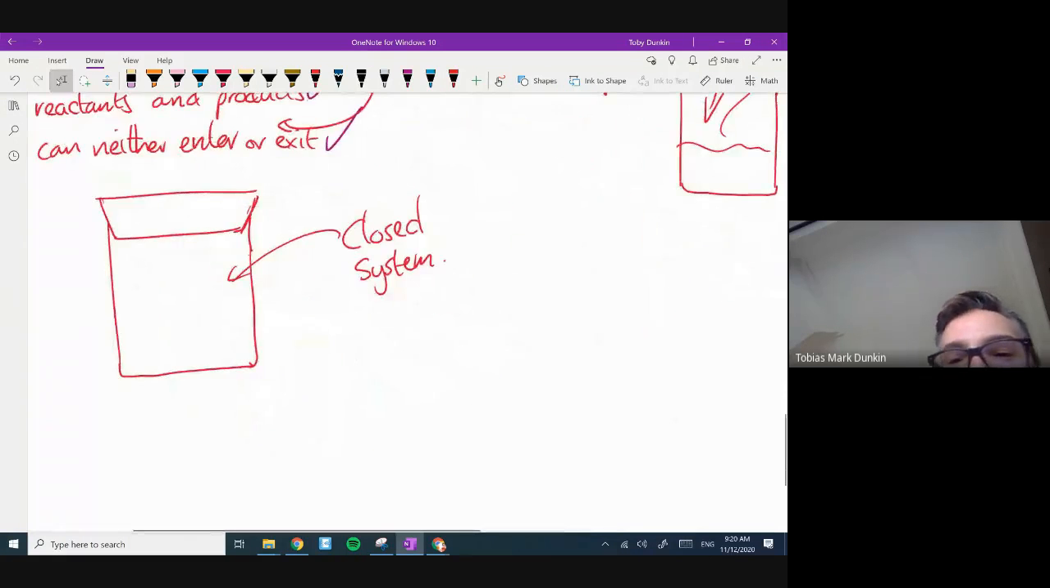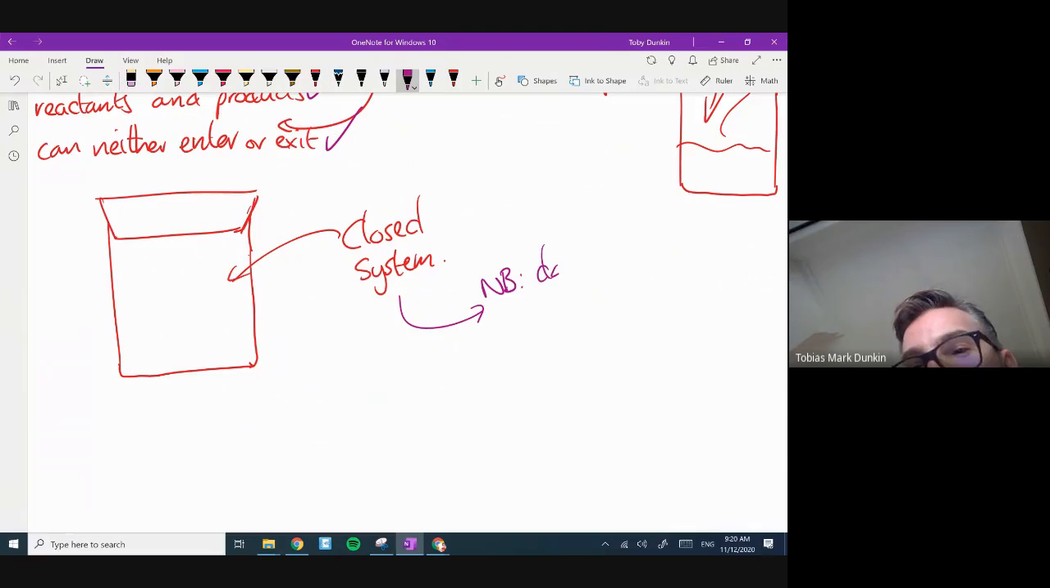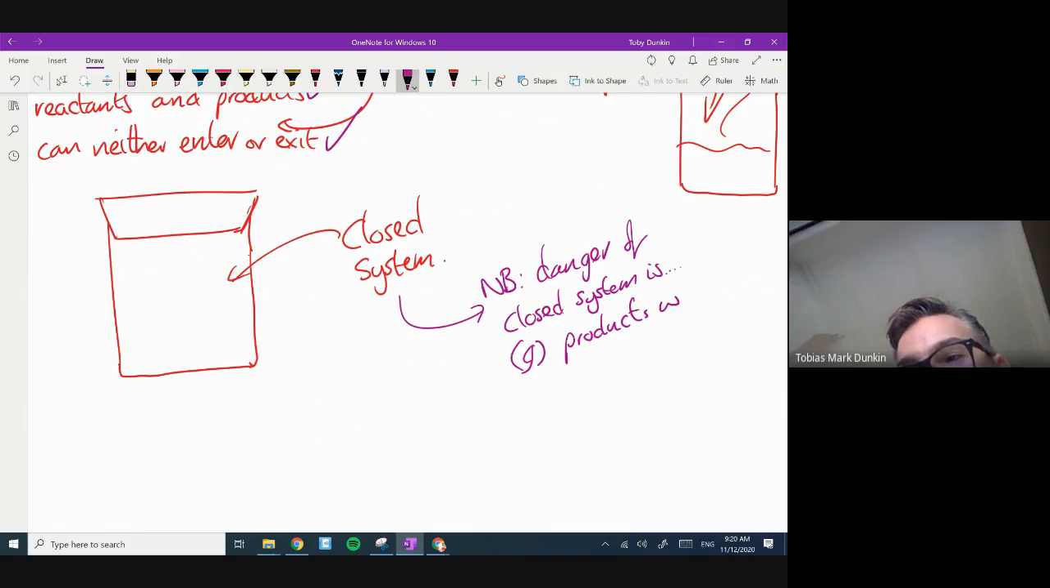I'm just going to mention that over here. Nota bene. Danger of closed system is gas products will raise pressure, could explode. Explosions.